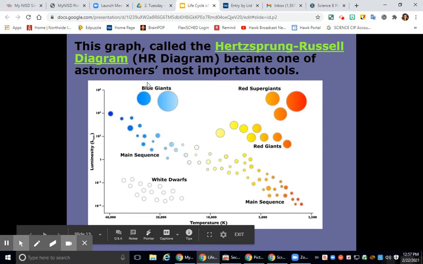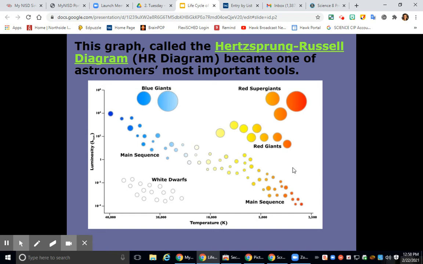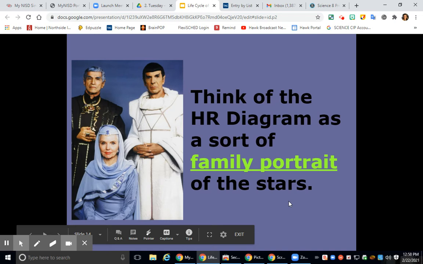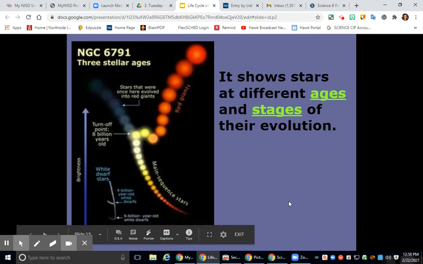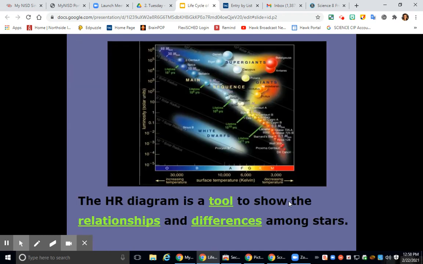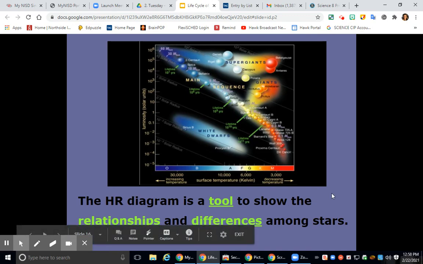So we can see a very bright star would be a blue giant, and they would be hot as well. If we go over here, our red giants and red supergiants would be cooler stars, but they would be bright because they're up at the top of the luminosity chart. Think of an HR diagram as a sort of family portrait of stars. It shows stars at different ages and stages of their evolution.